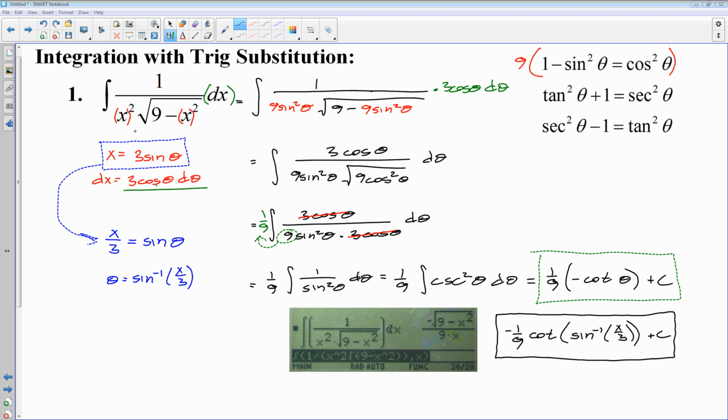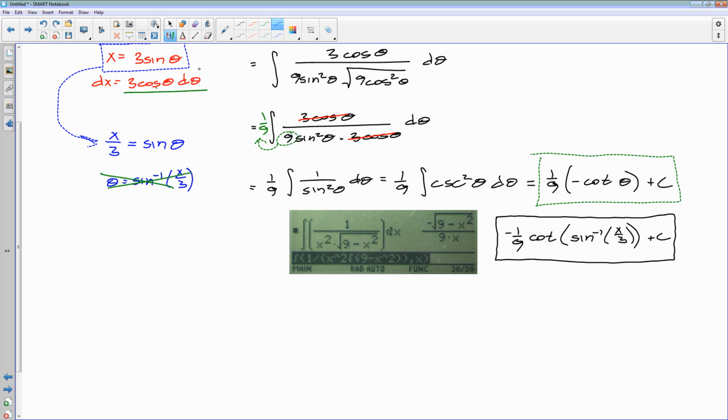And the way we do that is we actually ignore this inverse sine stuff. While it's true, this is not going to help us. I'm going to take the x over 3 equals sine theta, and I'm going to go back and channel my geometry skills. Y'all remember geometry? 9th grade for most of you. And I remember that sine of an angle is opposite over hypotenuse. Remember SOHCAHTOA? So sine theta is opposite over hypotenuse.